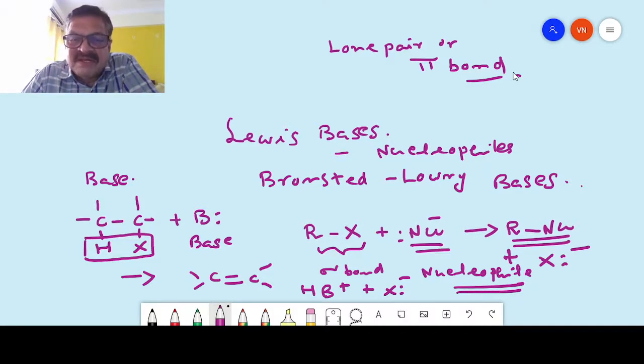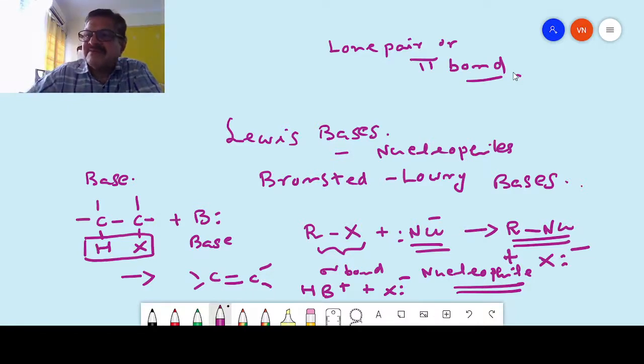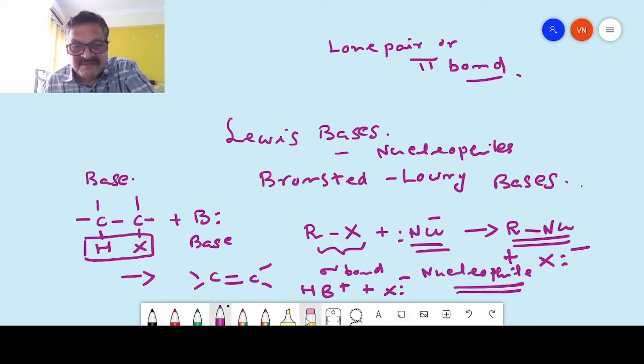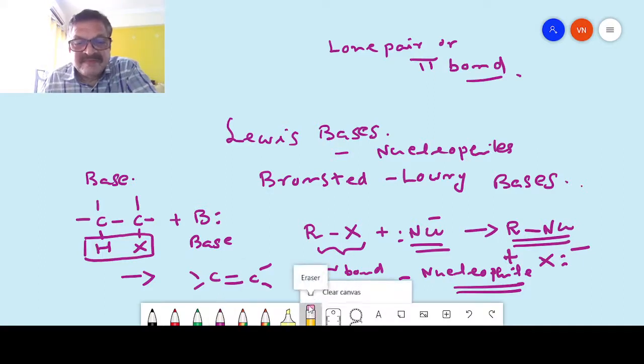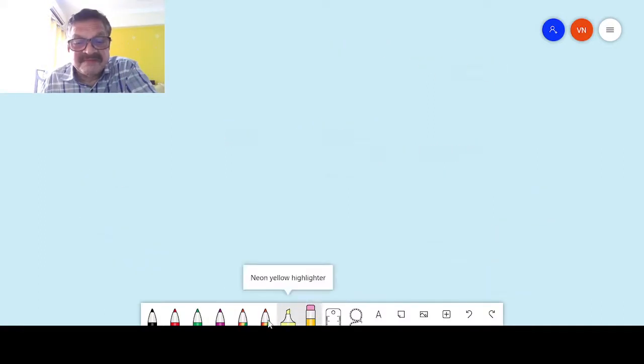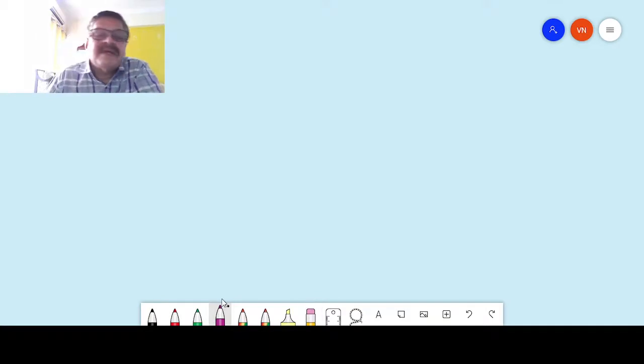So this is the nucleophilic substitution reaction we are going to discuss. Mostly these are all Lewis acid-base reactions. Now, what are the general features of a nucleophilic substitution reaction? There are three components. Let us examine the three important factors or components of the reaction.